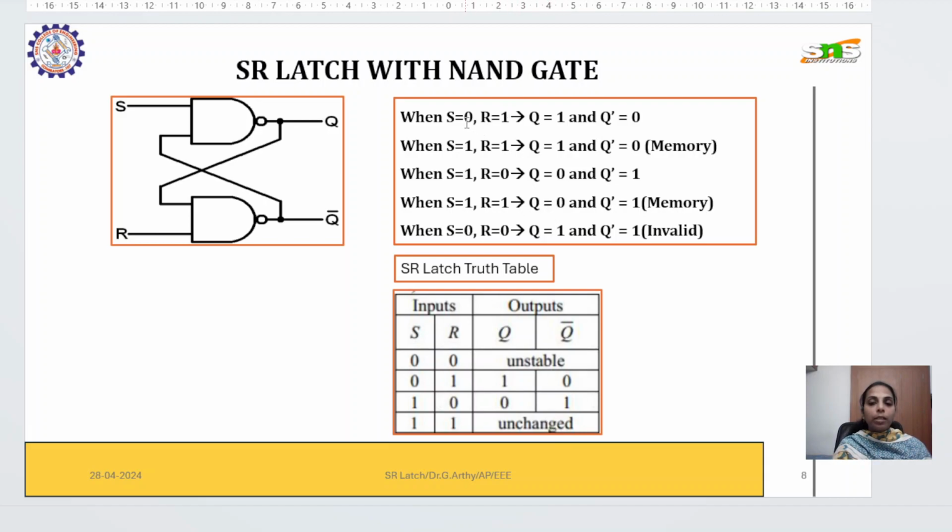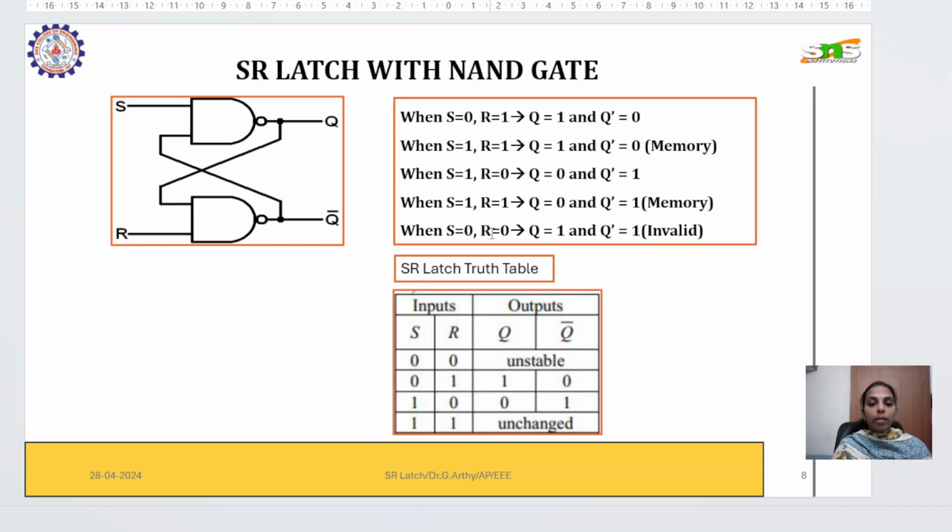When you give S is equal to 0, R is equal to 1, the outputs will be 1 and 0. And now when S is equal to 1 and R is equal to 1, the previous state will be maintained. So just the inverse of when NOR gate has been used. Then when the third condition is S is equal to 1 and R is equal to 0, Q will be equal to 0 and Q dash will be equal to 1. So we'll be giving 0 and 1 to this circuit. In this case also, again, if I change S and R to 1, the previous state will be maintained.